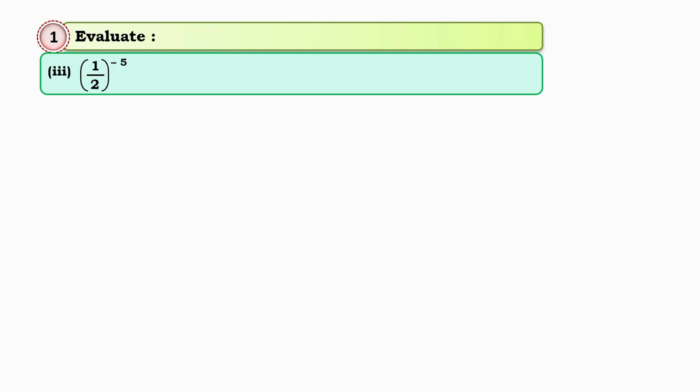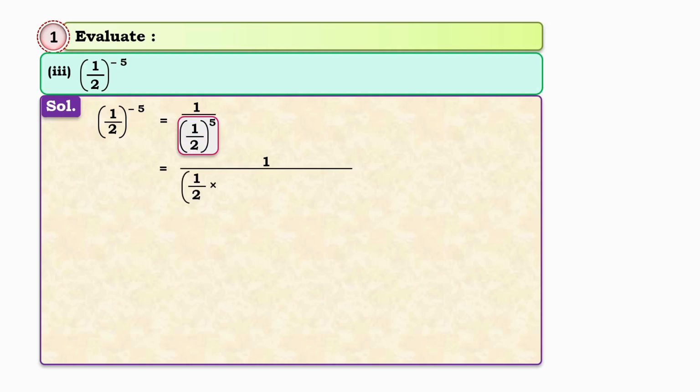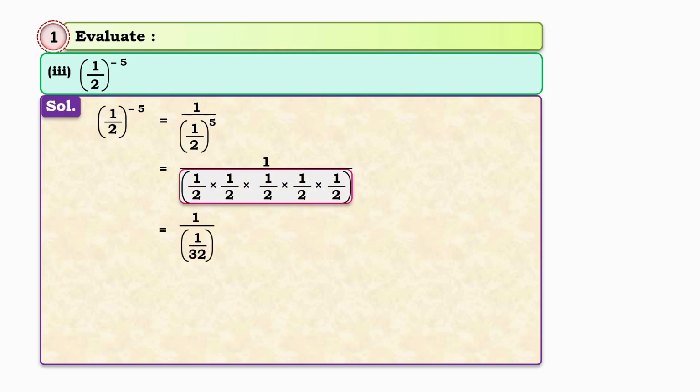Now next question, 1 by 2 to the power minus 5. So let us take a look at the solution. We are again going to apply the same law. So now we are going to evaluate the denominator. 1 by 2 is multiplied 5 times, which becomes 1 by 32. So now we need to do the reciprocal of it. So we'll get 32. So this is the final answer.